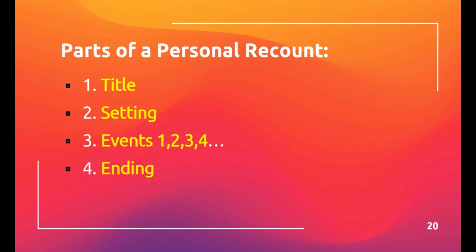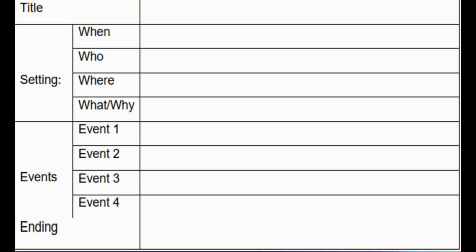Then you have the ending. It is a general comment about the event or the results of the event. It is used to end the recount. Here are the different parts of a personal recount. So you have the title, the setting that includes when, who, where, what or why. Then you have the events and the ending.